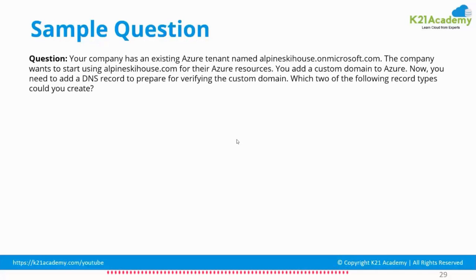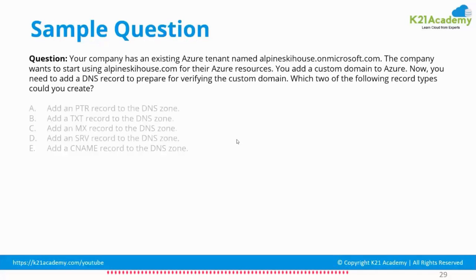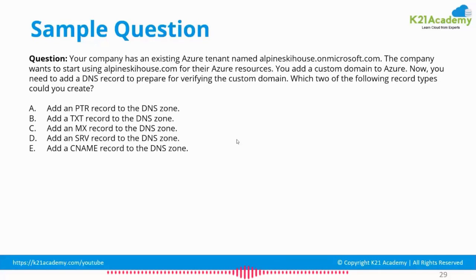Now we will go through some sample questions. So the question here is, read out the question and the options. Your company has an existing Azure tenant name. The company wants to start using a custom domain for their Azure resources. You add a custom domain to Azure. Now you need to add a DNS record to prepare for verifying the custom domain. Which two of the following record types would you create?